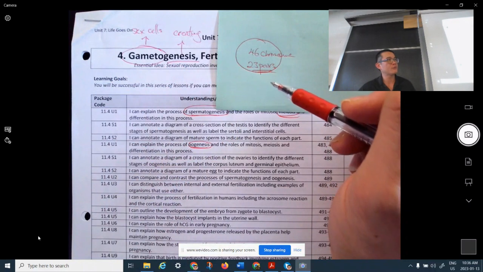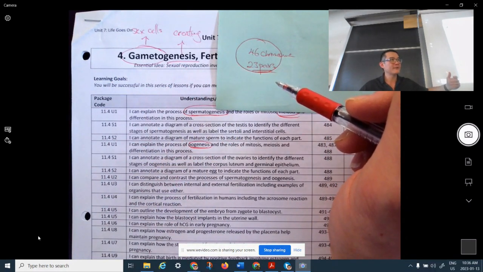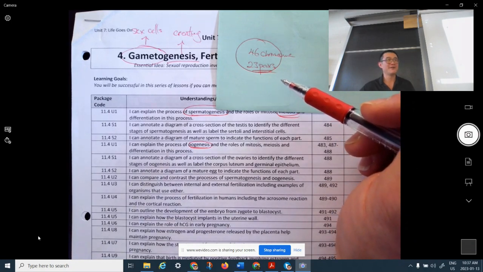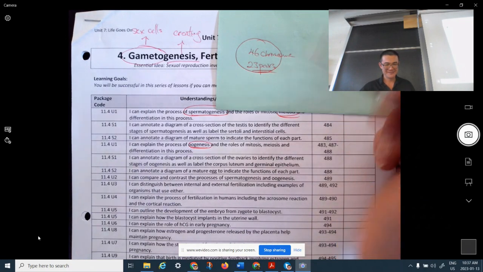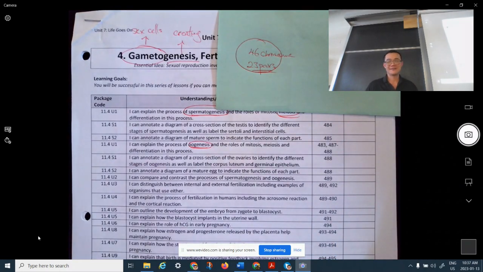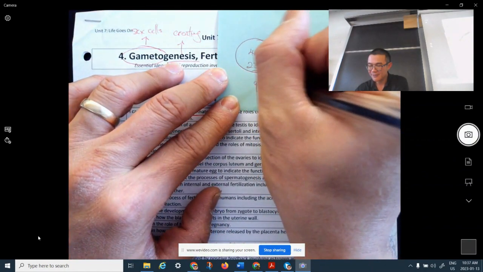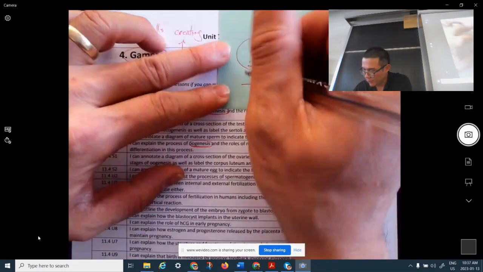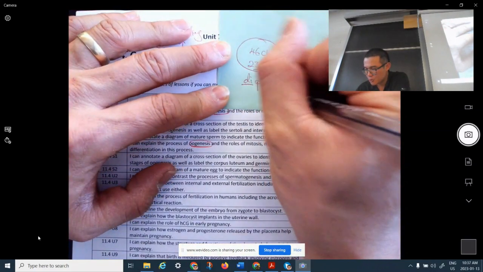Now, if you have 46 chromosomes in 23 pairs, what n do you have? There's a ploid. What ploid are you? Anyone remembers? Diploid. You have a diploid, 2n.